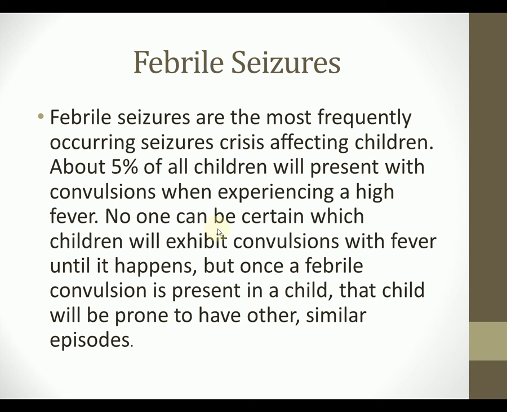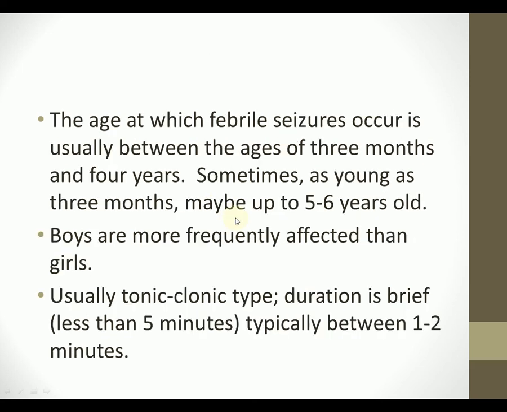All right, so now that we have a little bit better understanding of febrile seizures, let's talk about the age at which the febrile seizure does occur, between the ages of 3 months and 4 years. Sometimes as young as 3 months, maybe up to 5 to 6 years. One of the things that you need to keep in mind is this is the tonic-clonic type.